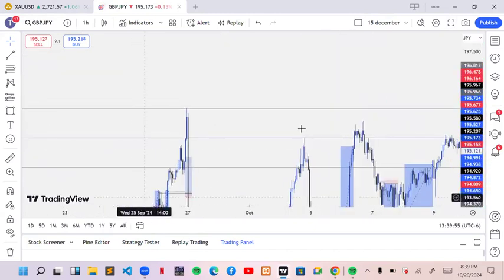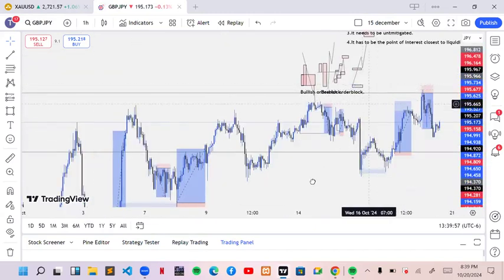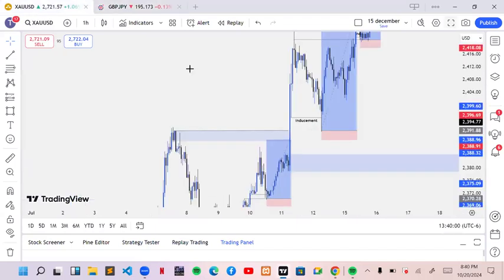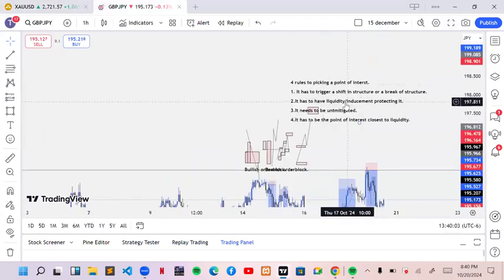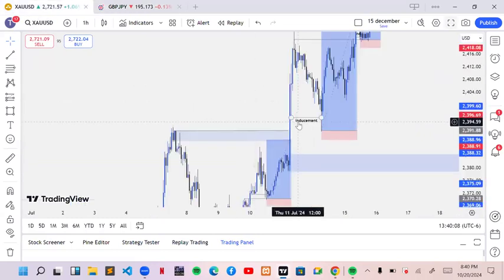Remember, the first rule says there has to be a break of structure or a market structure shift. Pay attention here, there's a clear break of structure. The second rule says it has to have liquidity protecting it. Liquidity is our first pullback, which is this inducement.